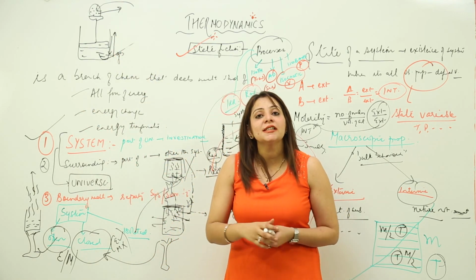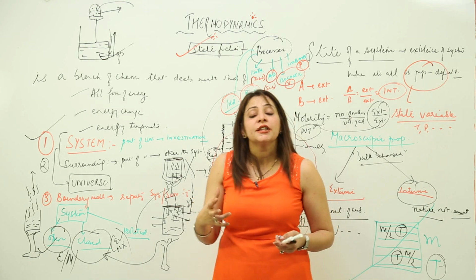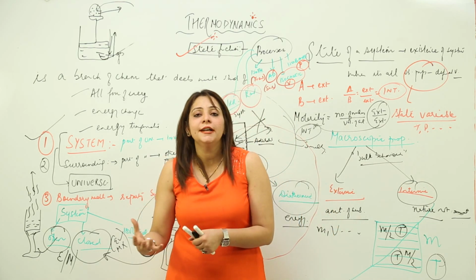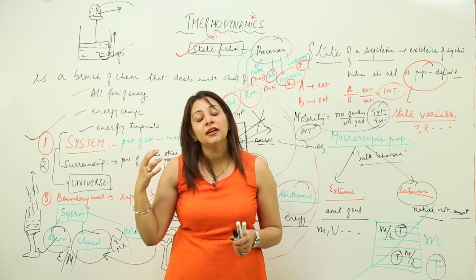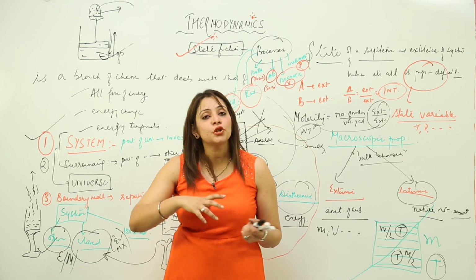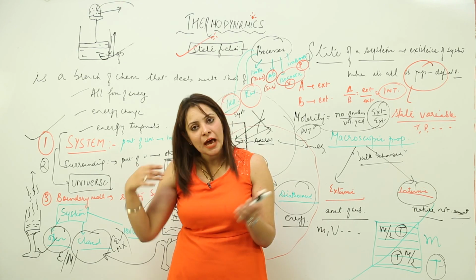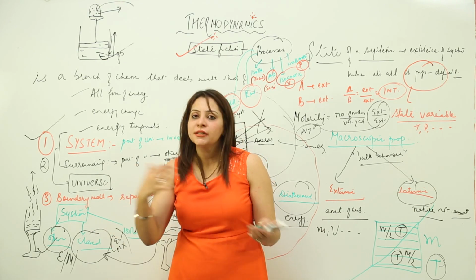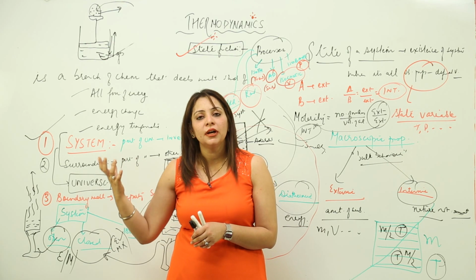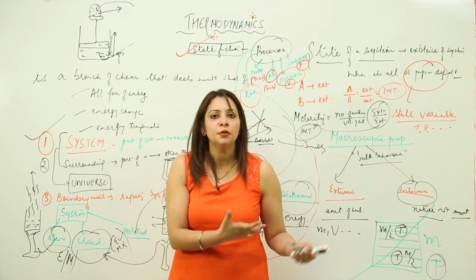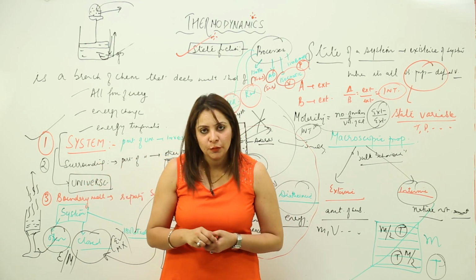A reversible process is one that can be reversed under the given set of conditions, and an irreversible process is one that can't be reversed under the given set of conditions. That means once it has happened, we can't reverse it, right? We cannot get the reactant back. So that is an irreversible process.